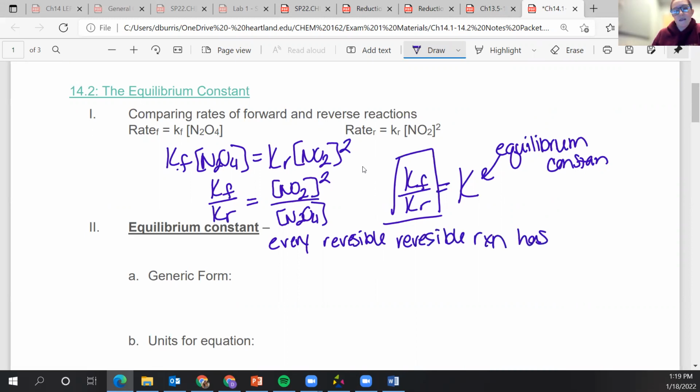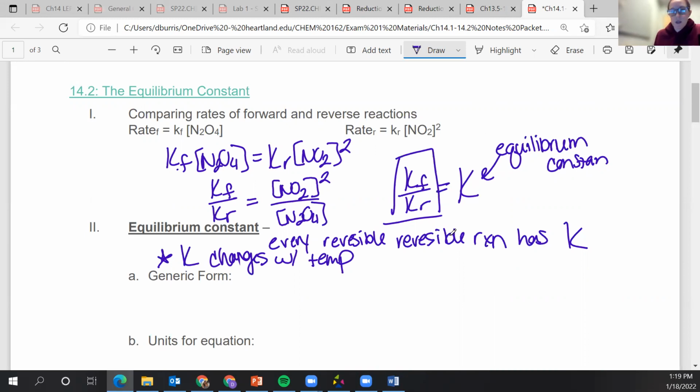Reaction has, and I'm just going to write K. Has a K. K does change with temperature though, so keep that in mind. K changes with temperature because, right, if it's higher temperature, you can cause more collisions to happen essentially. So K changes with temperature, just kind of keep that in mind.